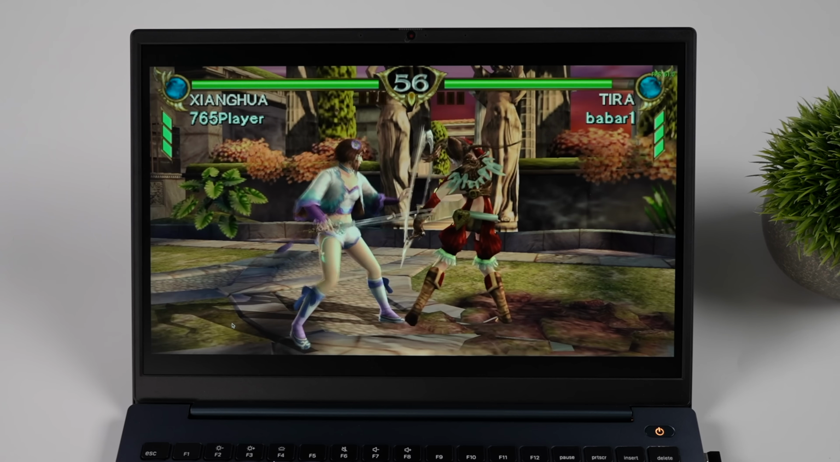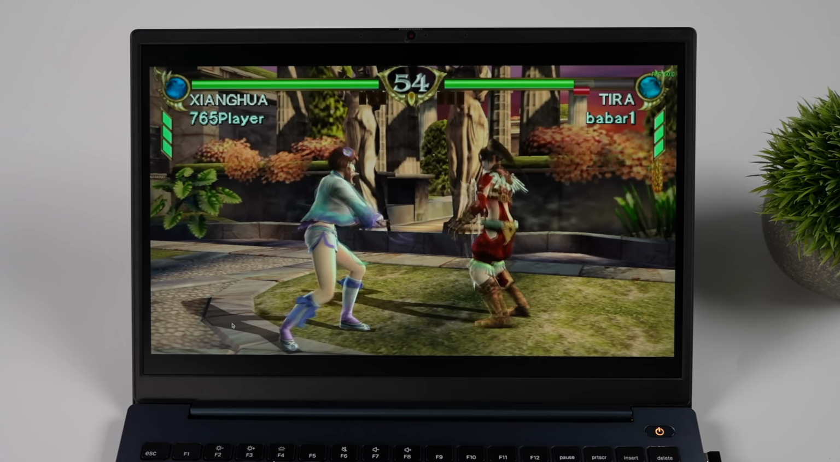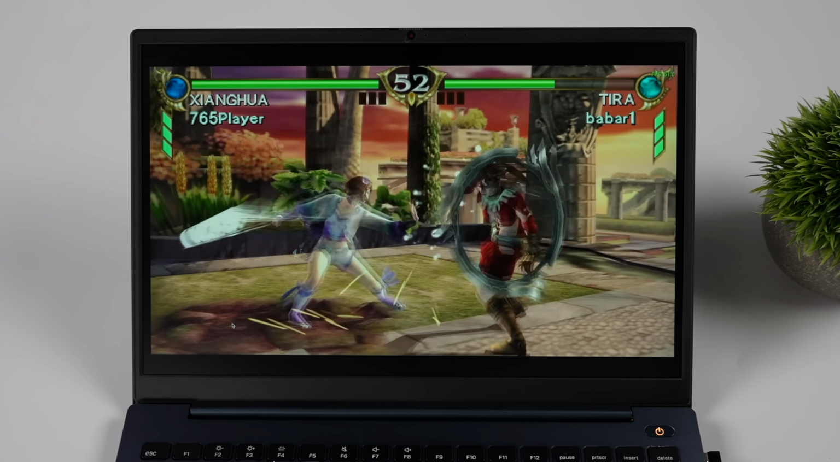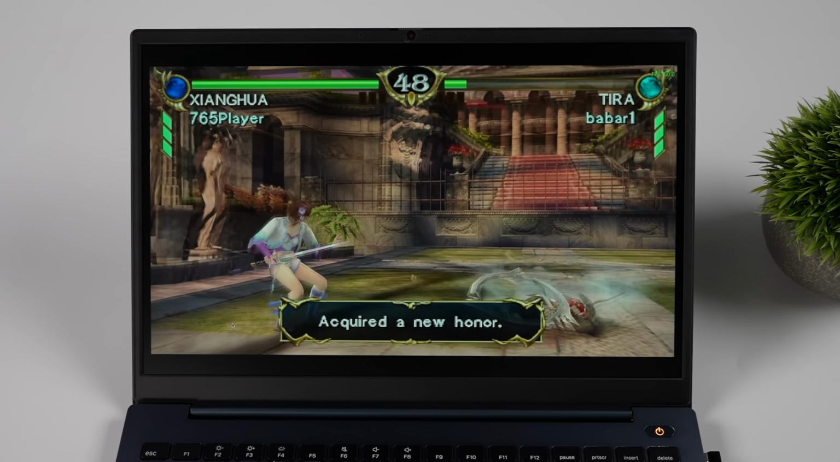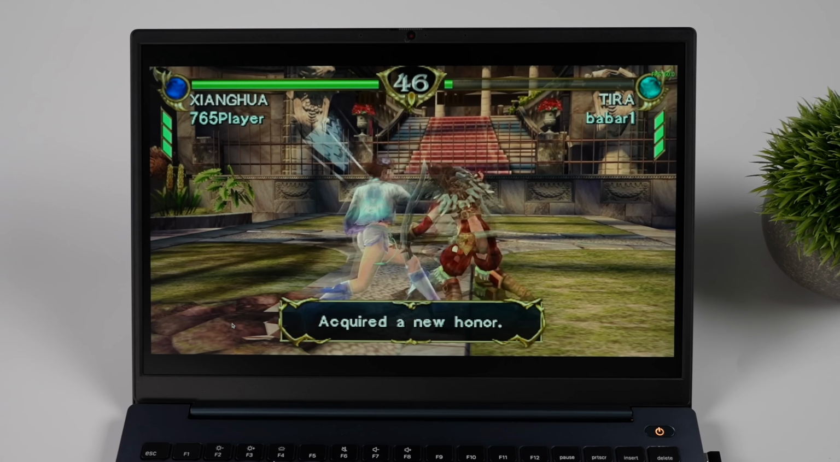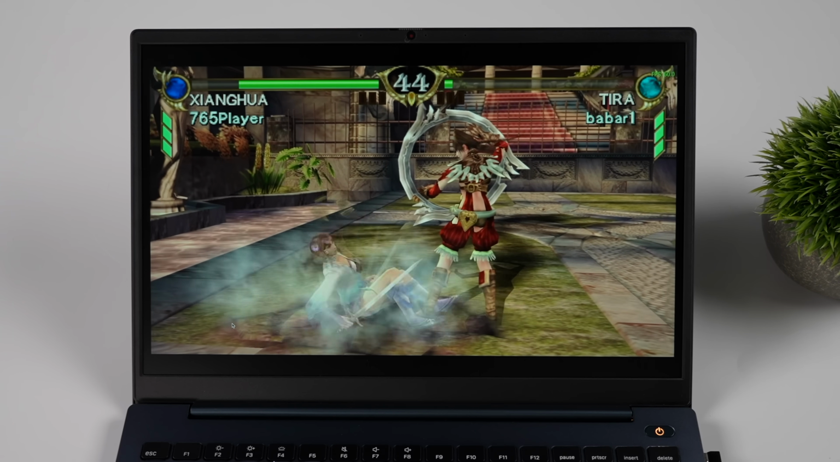Next up, we've got some PSP emulation using PPSSPP. I'm at 2x resolution with Soul Calibur Broken Destiny. It seems to be running pretty consistently at 60 FPS, and I'm actually using a DS4 or PlayStation 4 controller connected over Bluetooth.